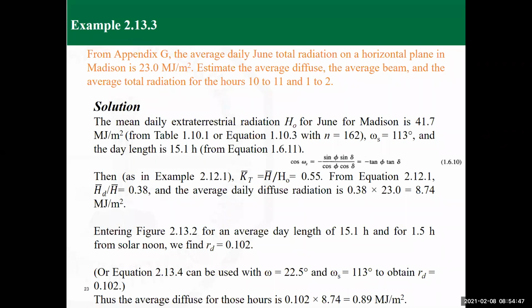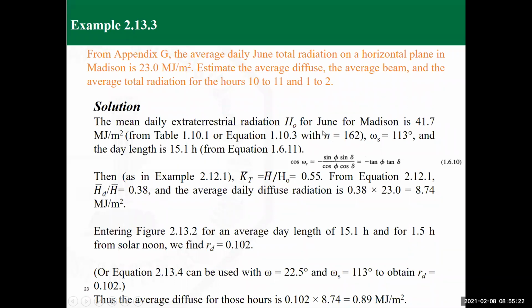For example, for the value of H naught for Madison, as you might have remembered, it's either obtained from a correlation or from a figure. And there's a correlation that gives us the value of H naught here, and it's been used to calculate the value of H naught for Madison as roughly 41 megajoule per meter square. And this is obtained again either from table 110.1 or from equation 110.3 with n equal to 162.